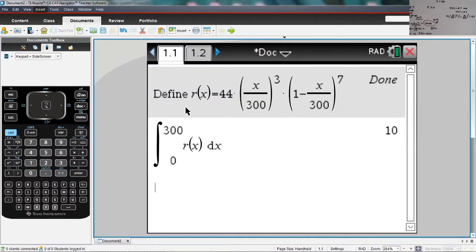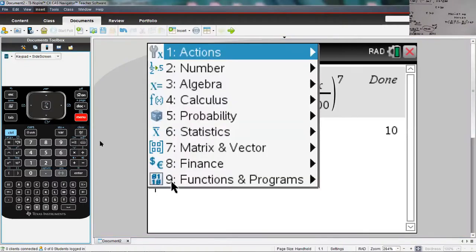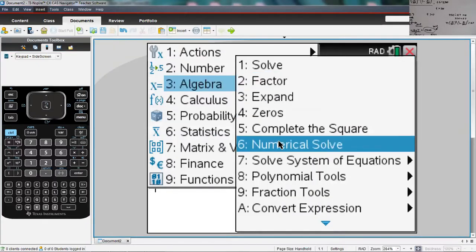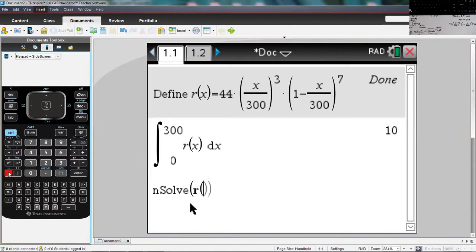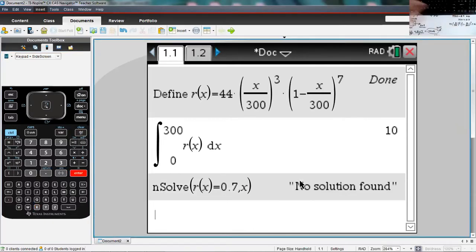Let me see. Okay, let me just do the numerical solve right here. This is algebra, numerical solve. And the thing is, you put the equation, so we are going to put R of X equals 0.7, and comma, X. I'm going to solve for X. And technically, if I press here, I need to find something. No solution found. That's a big deal.